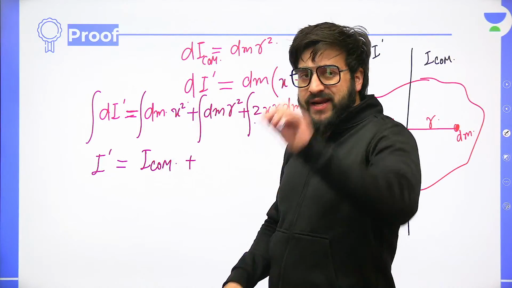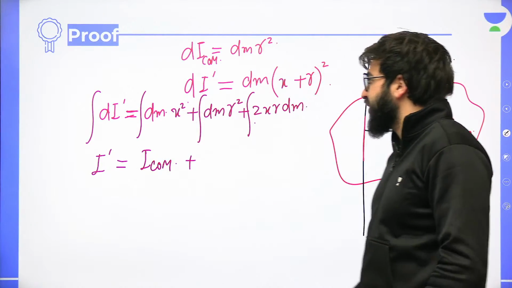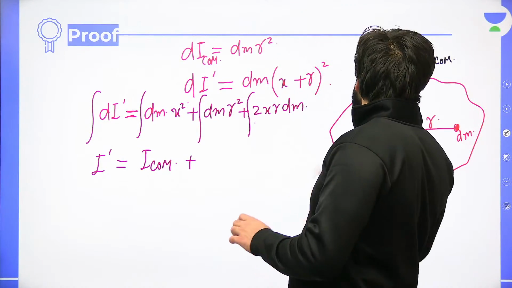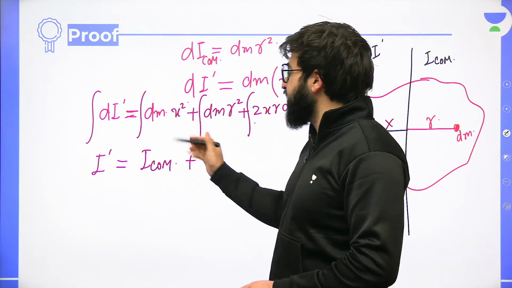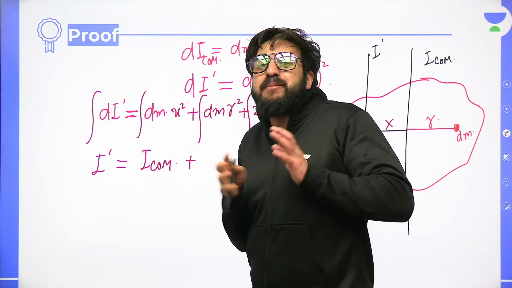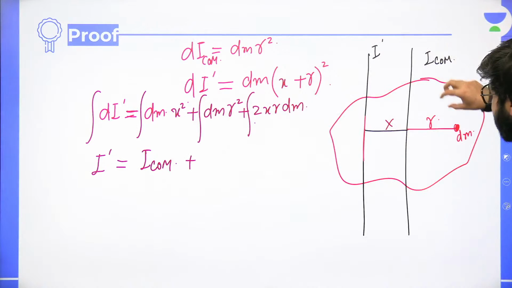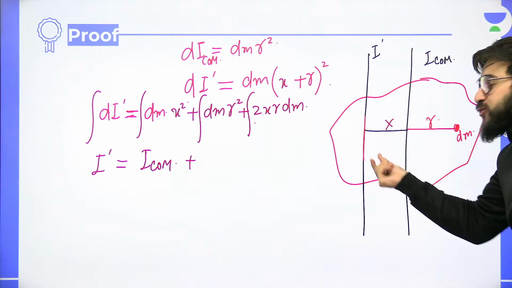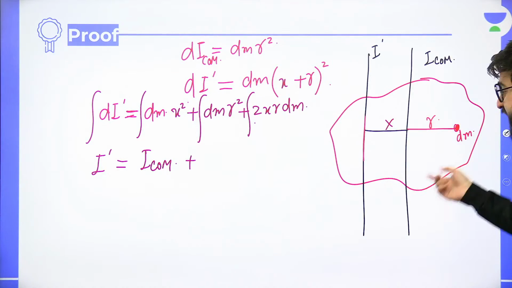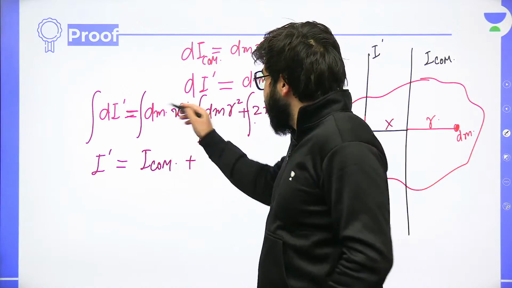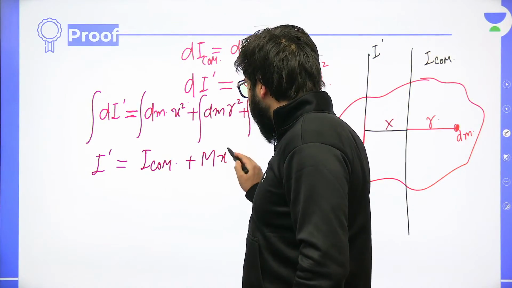dm into this x square, integration of dm into this x square over here. This is the distance x between this and this. If I take this out, what is the integration of this dm? If you integrate dm, you'll get the total mass of this body. When you add these infinitely small masses dm, you get the total mass. So in that case, this will be m, and this is x square.